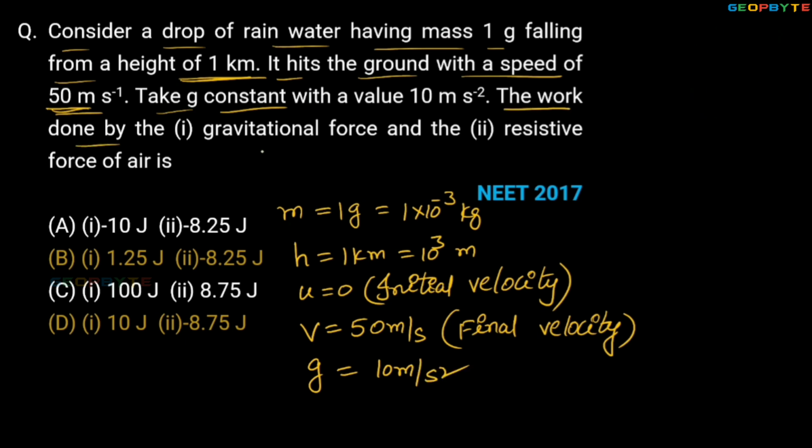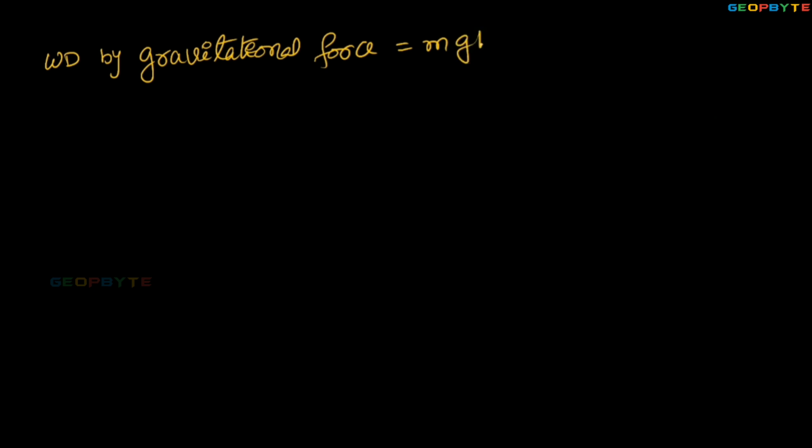We need the work done by the gravitational force and the work done against the resisting force of the air. Here you need to decide the work done due to the gravitational force, and second, the work done due to air resistance. First, let us decide the work done by gravitational force. It is equal to m g h. That is the work done by gravitational force.